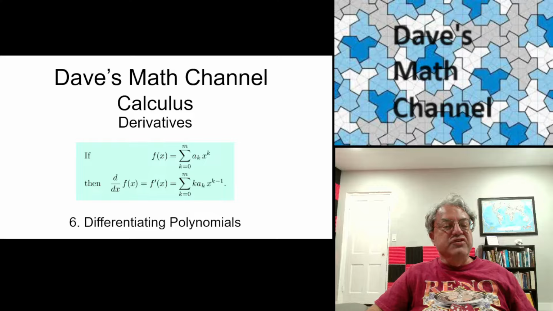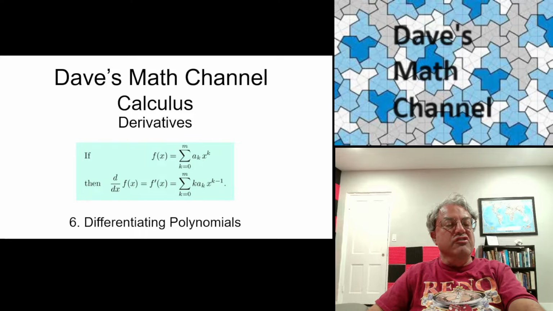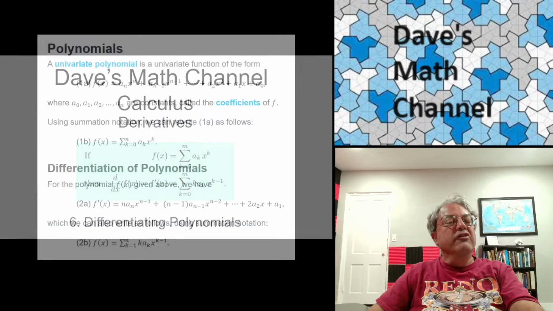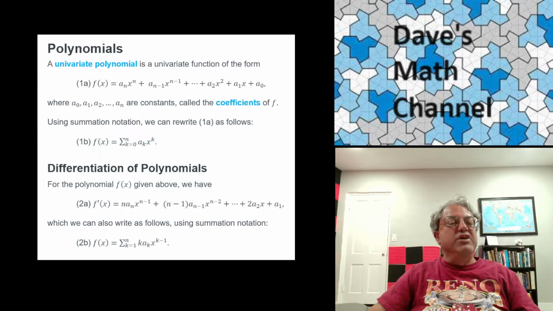This is my 6th video in a sub-series on derivatives of my first series on first year calculus. And today I'm going to derive a formula for differentiating polynomials, arbitrary univariate polynomials. And the formula is written in the middle of this slide, but I'm going to go over it. So let's begin. First I want to talk a little bit about polynomials.